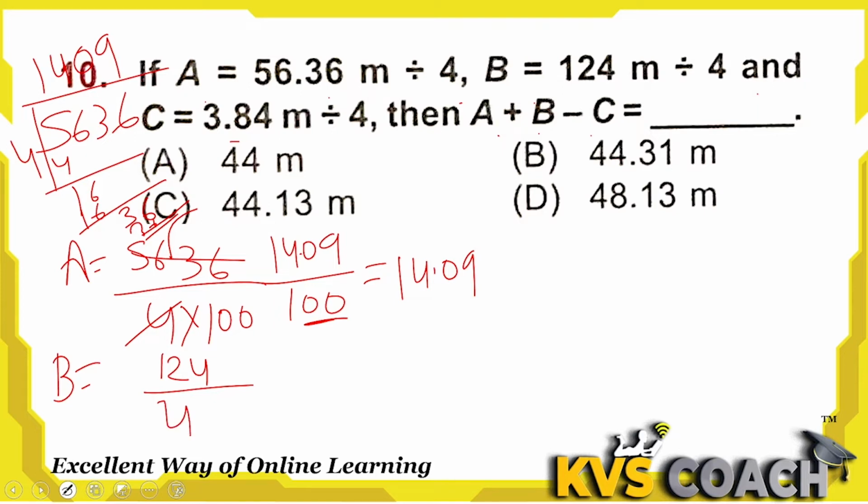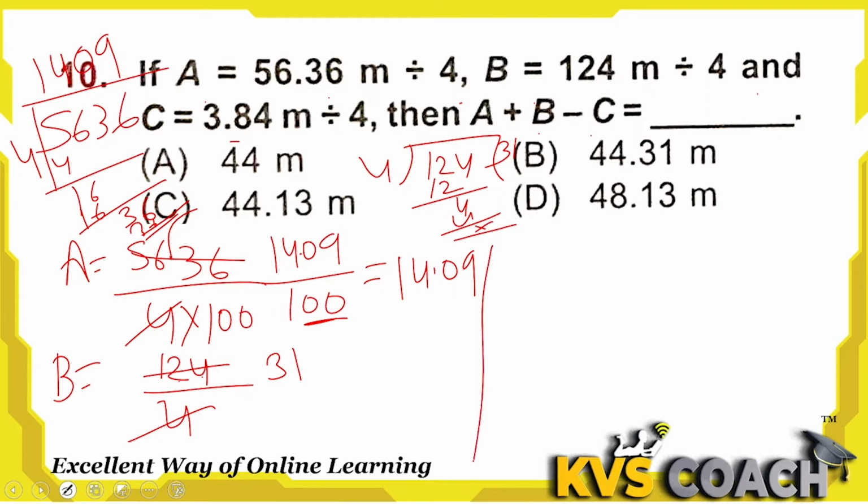Okay, so let's check. 4 threes are 12, 4 ones are 4. You can divide this in the rough paper like this. I'm doing this here, 124 divided by 4. 4 threes are 12, 4 is carrying here, 4 ones are 4. So 31 here. Okay, and C, let's check C part.